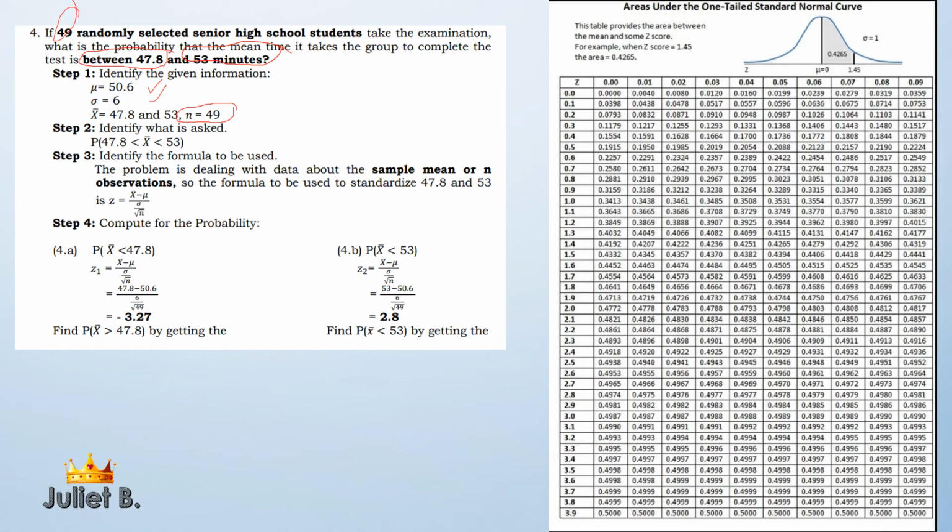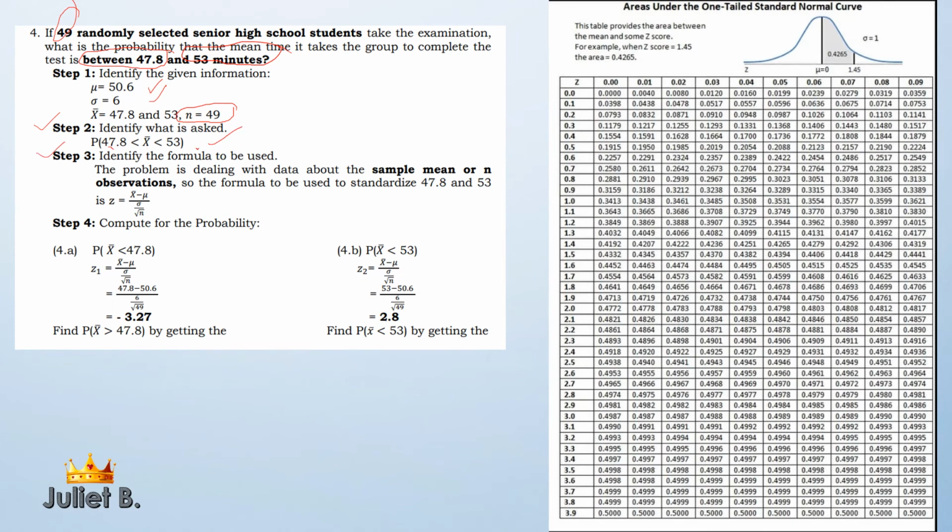Then, step 2 again is to identify what is asked. So we are asked to get the probability that the mean time it takes the group to complete the test is between 47.8 and 53 minutes. So that's the question.